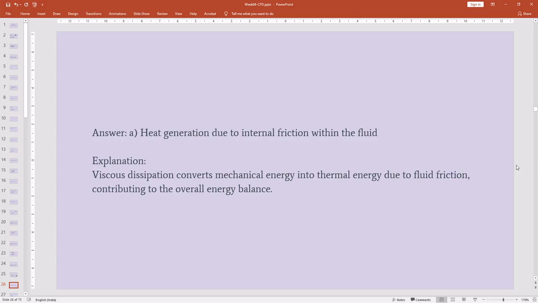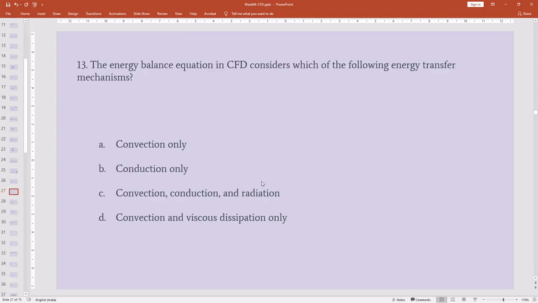But that term is needed in the equation to accommodate the energy balance. Going to the next question.